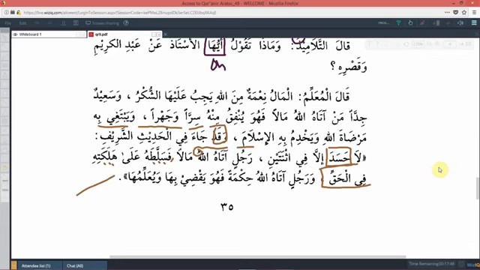And the second person from these ithnatain, wa rajulin, and a man, atahu Allahu hikmah, Allah gave him wisdom. Fahuwa yaqdi, so he judges biha, with it, wa yu'allimuha, and he teaches it. Form 3 of alima, meaning to teach. From there we get the word mu'allim, right?